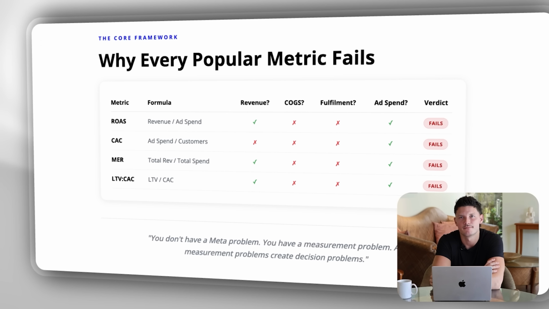Not the algorithm, not the iOS, not creative fatigue: wrong measurement and wrong objective. So everything you build on top becomes structurally unsound. So when you say, I feel like performance is off, I feel like we need new creative, I think Meta's broken, you don't have a Meta problem, you have a measurement problem. And a measurement problem creates decision problems.